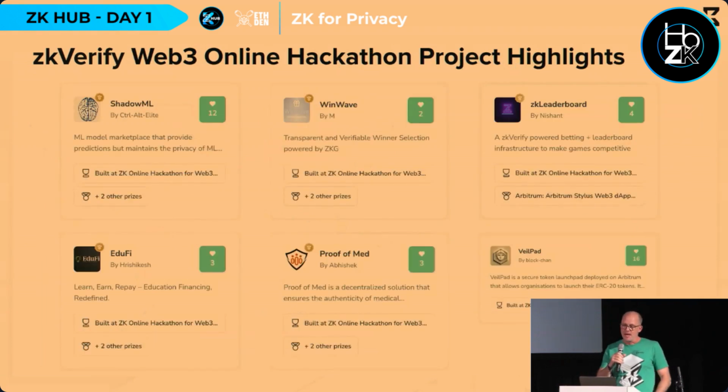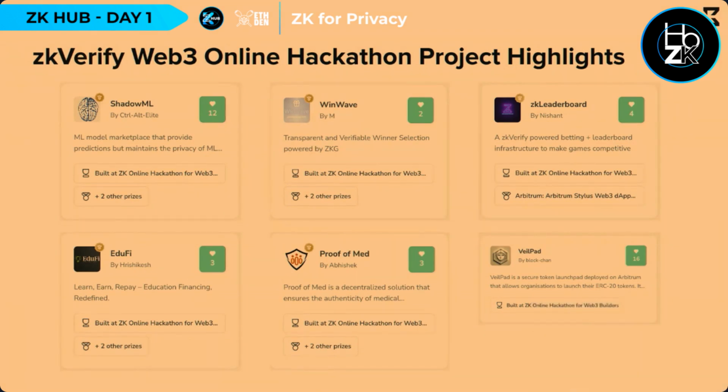So here are some of the online hackathon project highlights. Shadow ML is a way of taking a machine learning training data set, and you can charge people for it because you can prove that the training data set was used by a ZK proof. This one was built with Risc Zero, I believe, and sends the proof to zkVerify to verify, and then it goes to the Web3 application to be done. WinWave is a way of selecting a winner from a social media application.